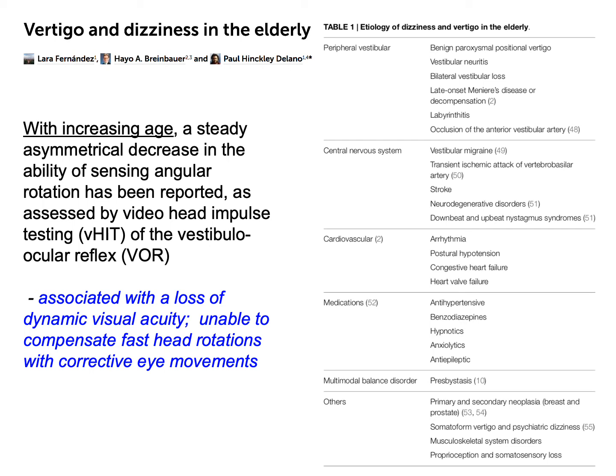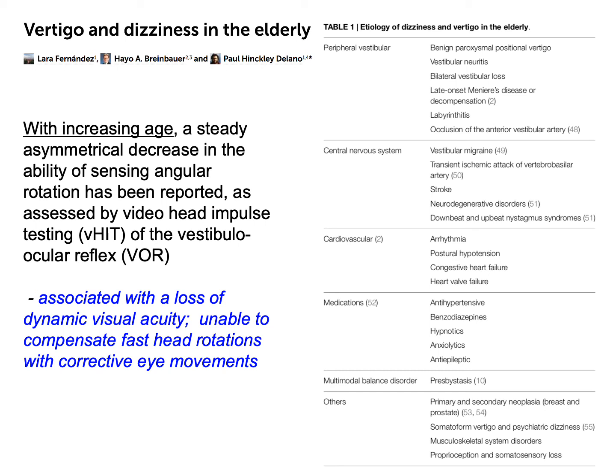But more importantly, older individuals aren't able to compensate for fast head rotations with corrective eye movement. So if you make a quick motion of your head to the left, your eyes can still fixate and you'll see that they move to the right to compensate for that. But with older adults, it seems like that integration between the visual and the vestibular system is impacted. And again, there's lots of different ways that researchers and clinicians have tried to quantify that.